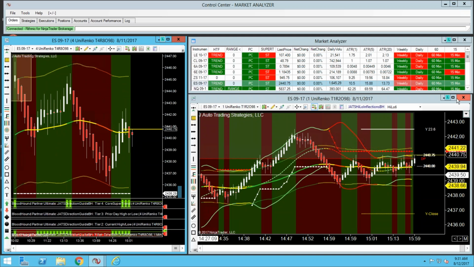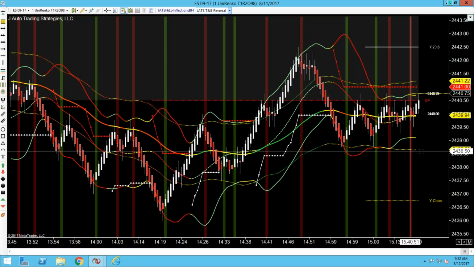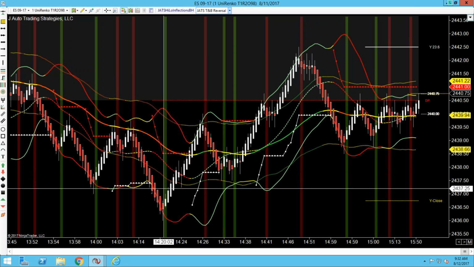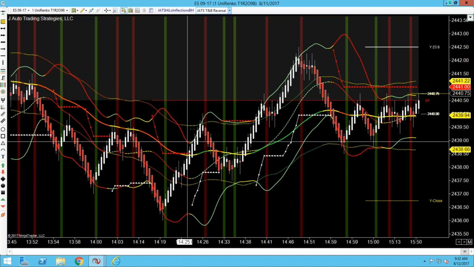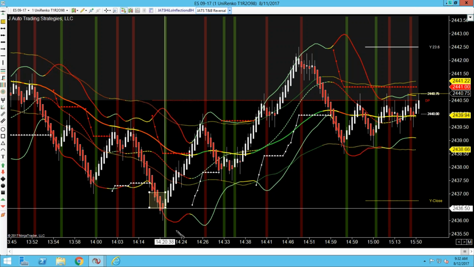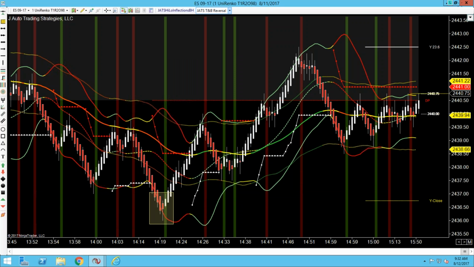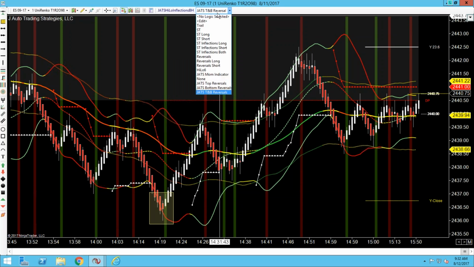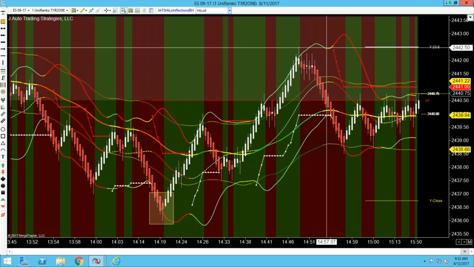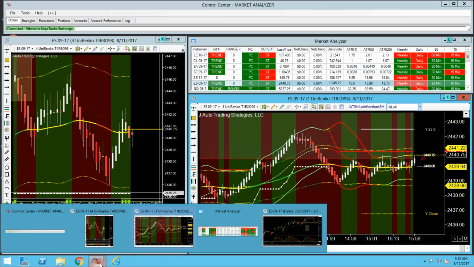And for that, I have a solver that is helpful to identify these top and bottom conditions. Otherwise, we want to trend trade and find a market that is moving with the trend.